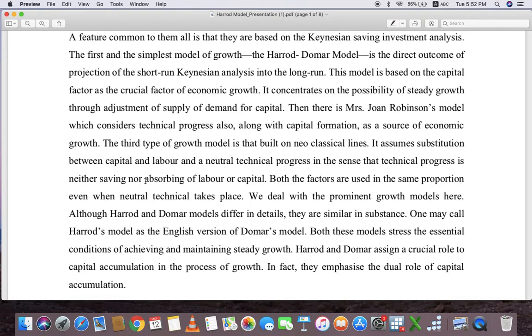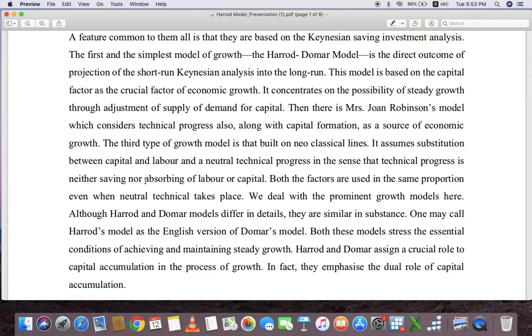In the Keynesian model, Keynes said that for equilibrium, saving-investment equality is necessary, and also that through the increase in investment, income increases through the multiplier process. This line of thinking has been incorporated in the Harrod and Domar model.